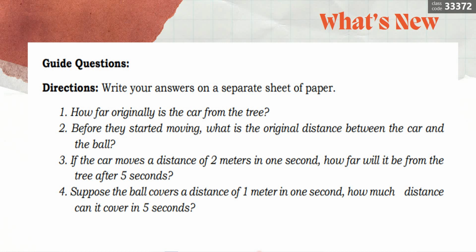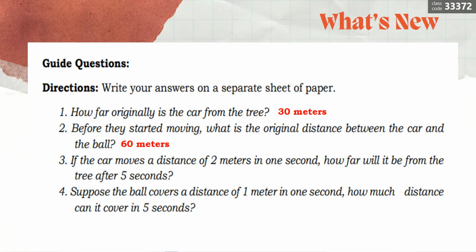Okay. Question 1. How far originally is the car from the tree? That is correct. It's 30 meters. Number 2. Before they started moving, what is the original distance between the car and the ball? So it is 60 meters. So 30 from the left and 30 from the right. So you add them, you have 60 meters.